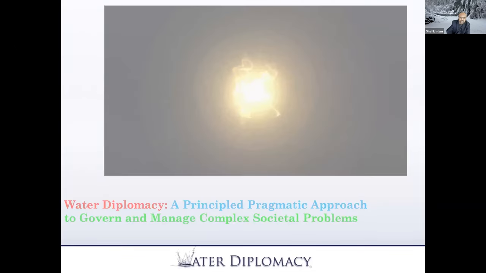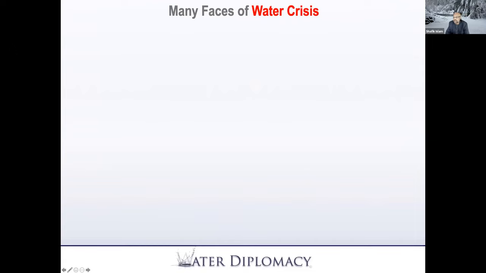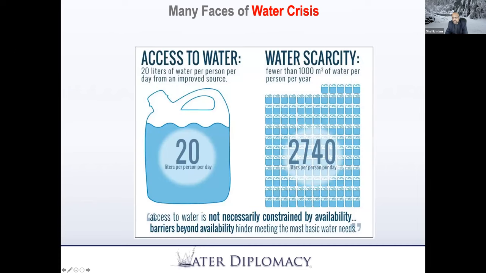So let's go there. I'll start with the many faces of water crisis. If you think about it, what is water crisis? If you think about the UN, they will tell you that if you have 20 liters of water per person per day from an improved source, you have access to water. That's the standard definition, and that definition is used globally. Based on that definition, there are about 760 million people who do not have access to water. So this is what we're trying to address with our SDG.